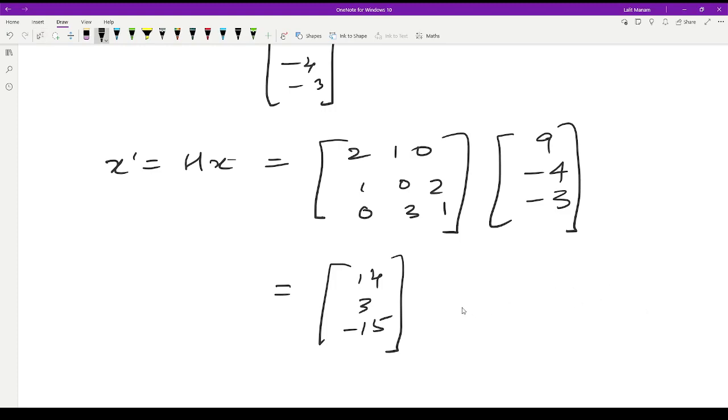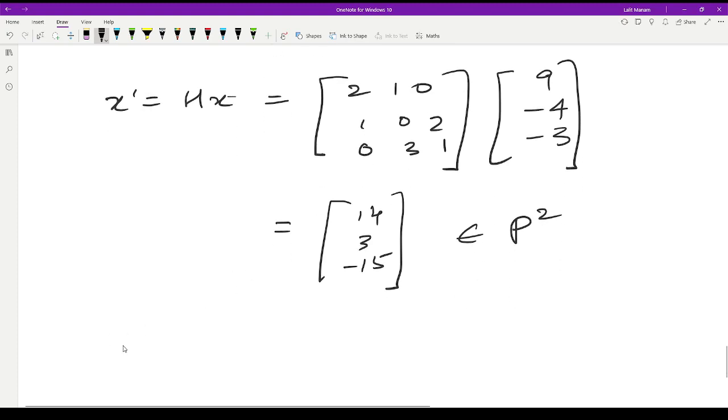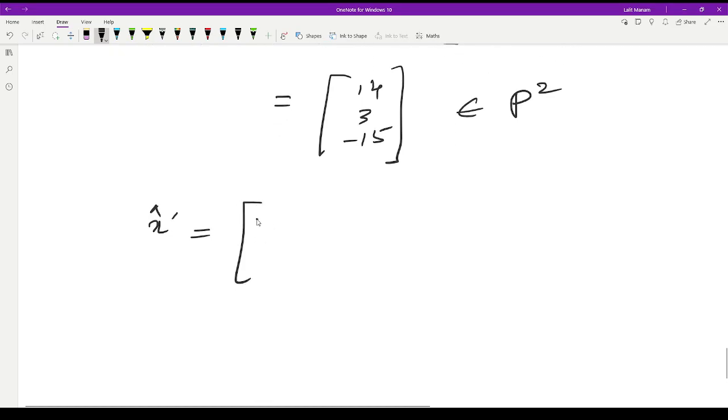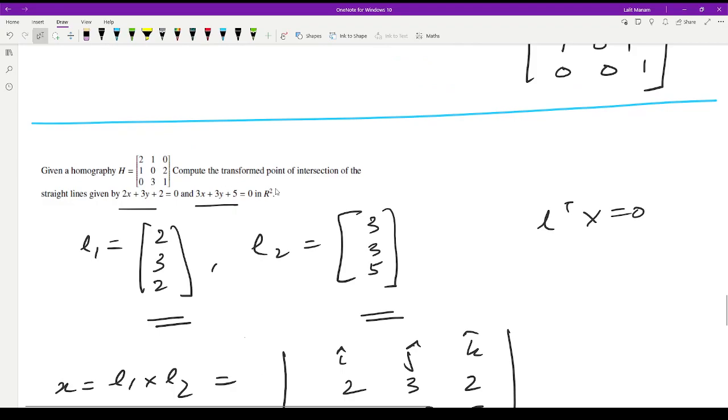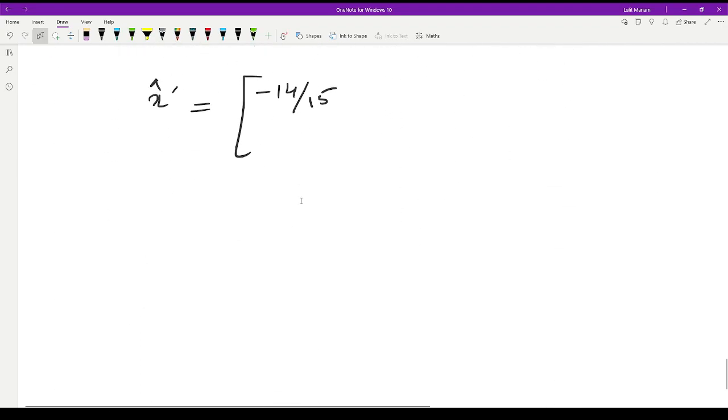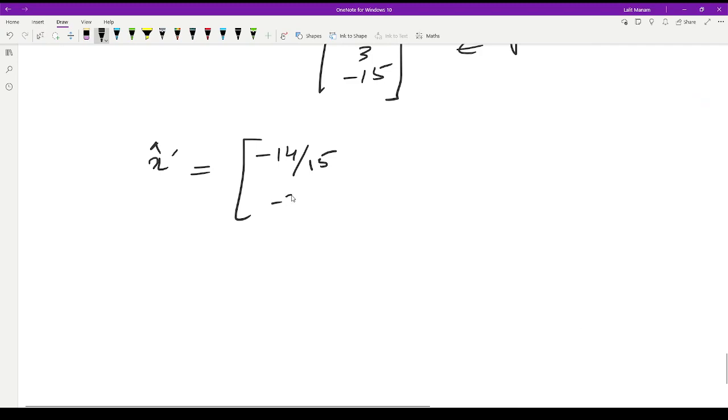So these are the values in projective space, right? This also belongs to projective space P2. So if I just want to write it in real space, how can I write it? We just learned it now. Divide by minus 15. Yeah. So your final answer, if they ask in R2, which was the question, they asked it in R2, we have to just normalize it in that way. Yeah. So this is your final answer.